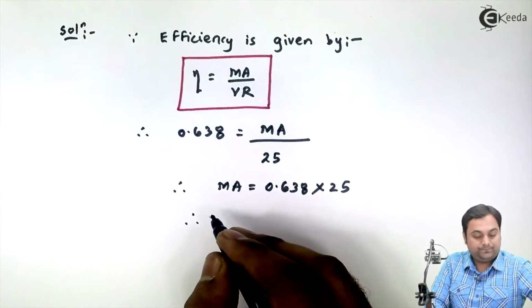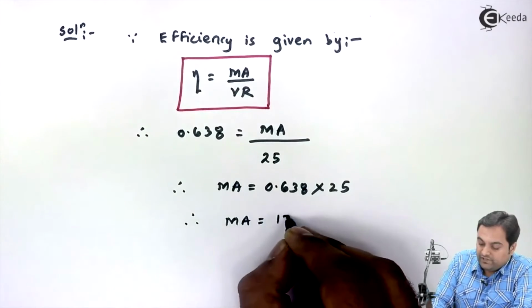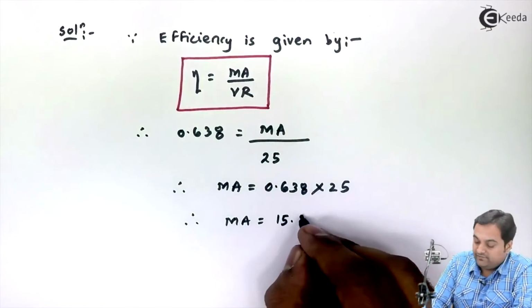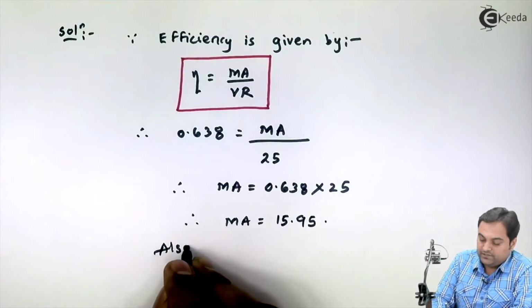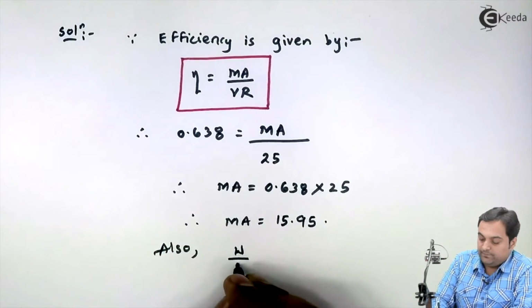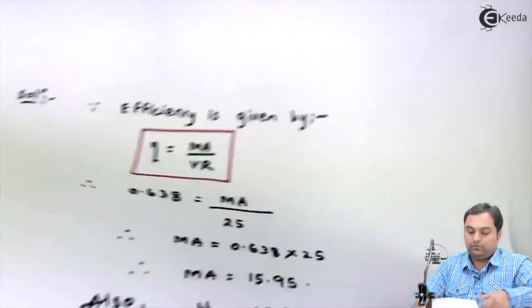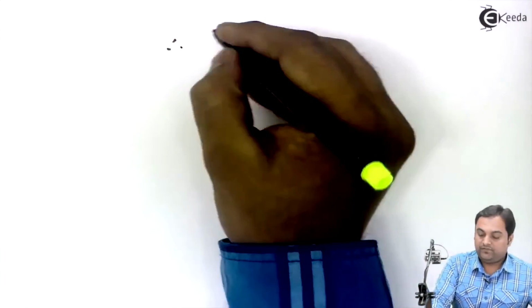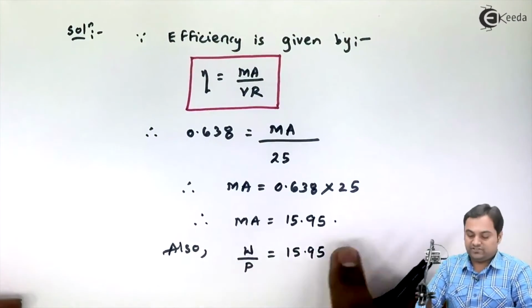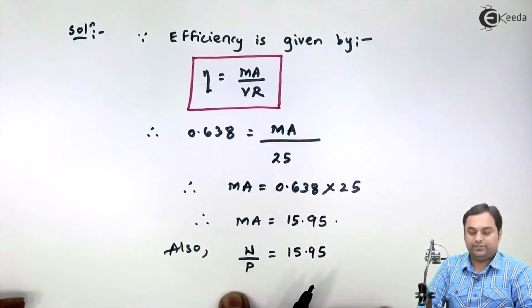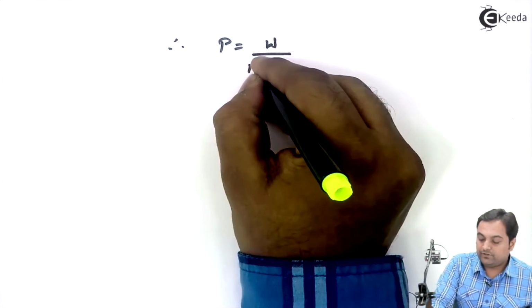So from this I will get the answer of mechanical advantage, that will be 0.638 into 25. So therefore mechanical advantage is equal to 15.95. Now I can say that also this MA is equal to W upon P. It's equal to 15.95. So finally effort has been asked. Effort P will be equal to, I will shift 15.95 into the denominator, so W upon 15.95.